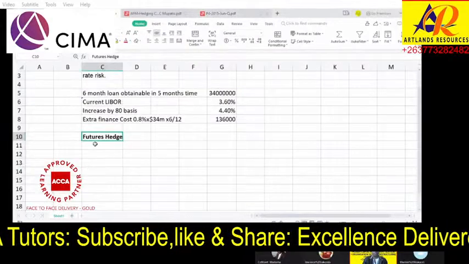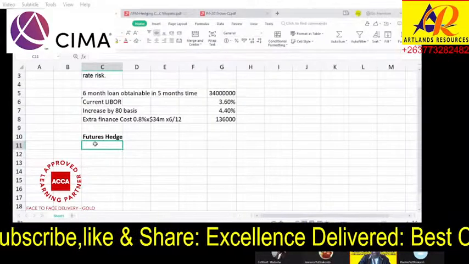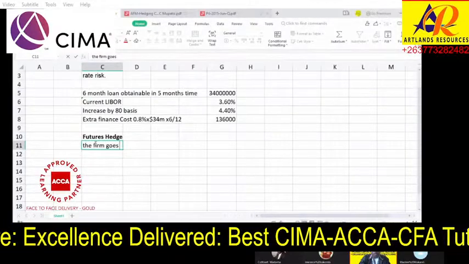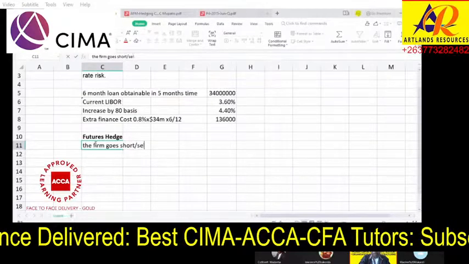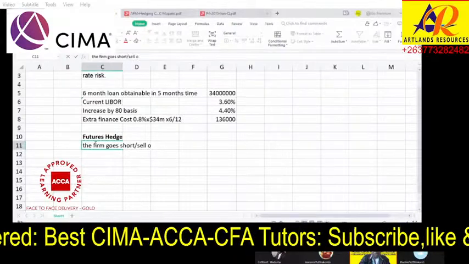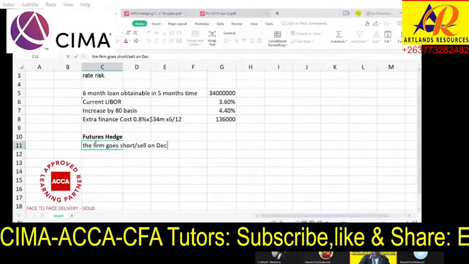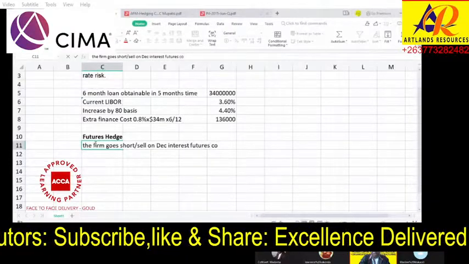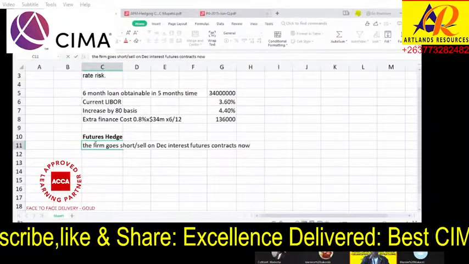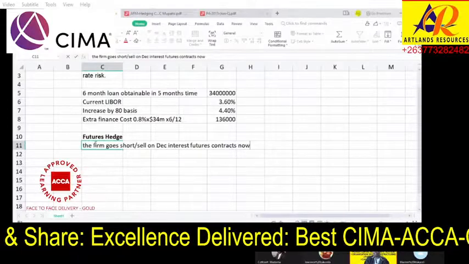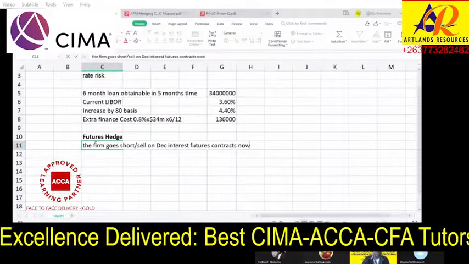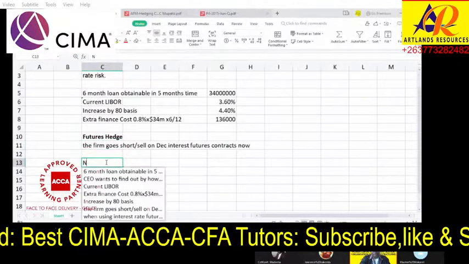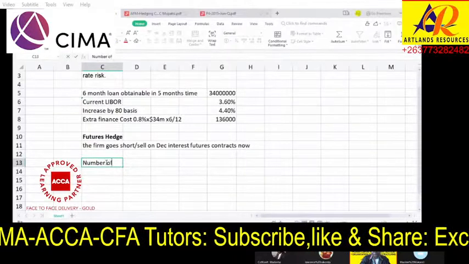So the statement should first go like: the firm goes short, or goes short in brackets sell, on December interest rate futures contracts now. The firm goes short on December interest rate futures contracts now. So what do you then say? A number of contracts. Still remember, this is how you go about it.